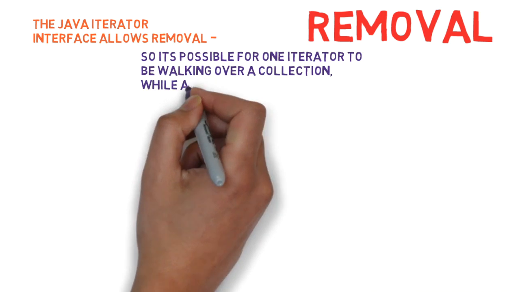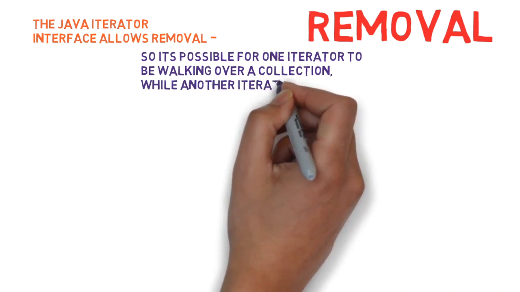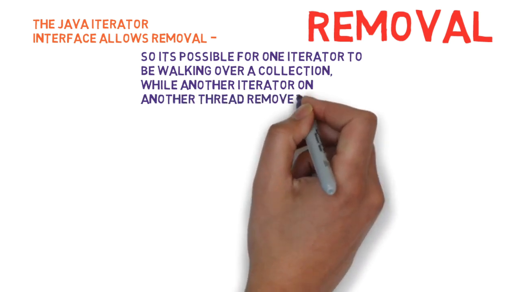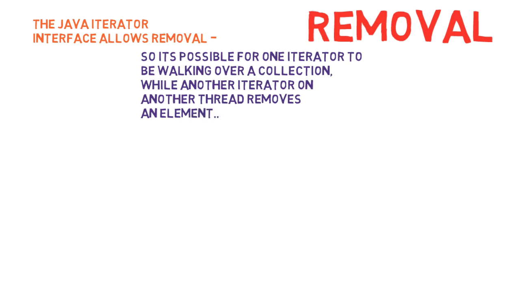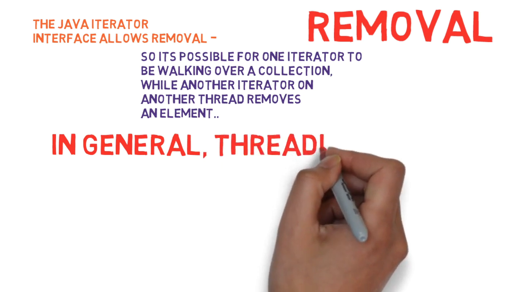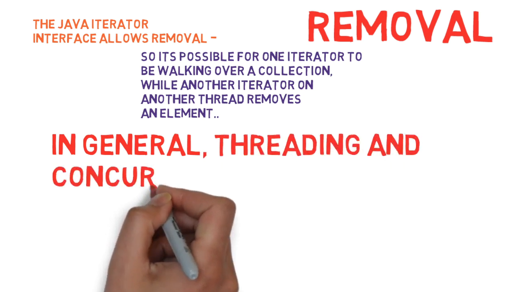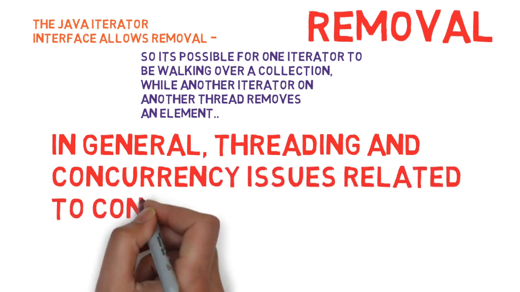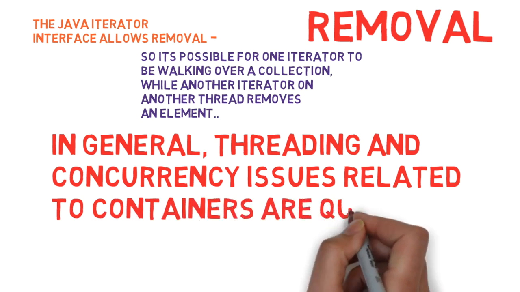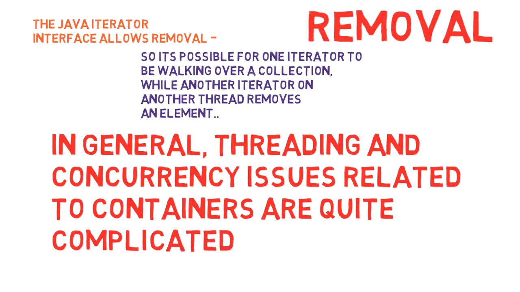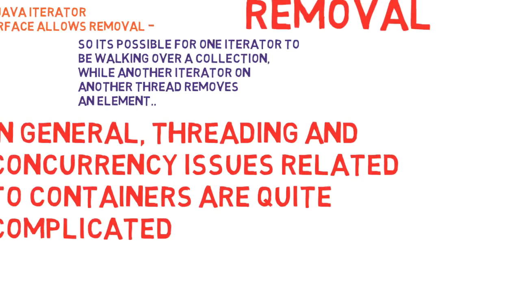So you have multiple threads. One is just reading a collection and walking over its elements one by one, and another is actually modifying that collection and using an iterator to remove elements from it. What does this mean? Yes, threading and concurrency issues. Basically, threading and concurrency issues related to containers tend to be a very big problem, and you have to deal with them carefully. We won't talk about how here, but needless to say, you have to be very wary when you have multiple threads working with containers and they're performing both read and write operations.